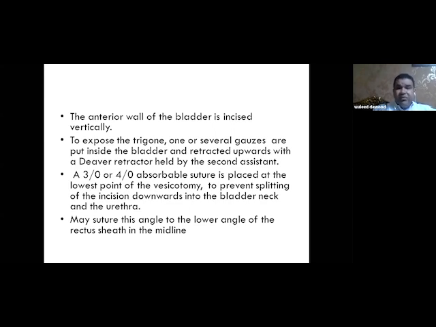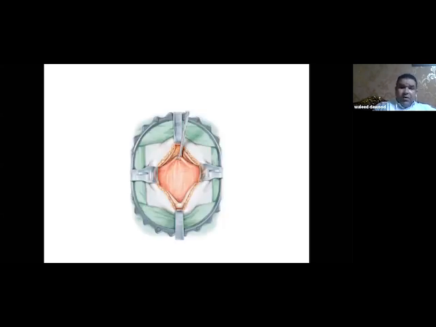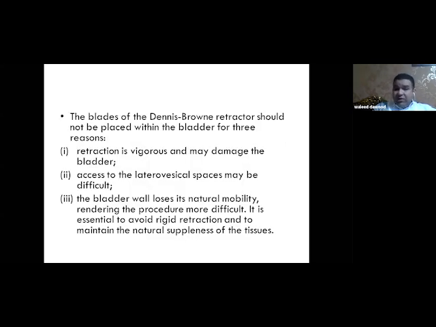angle to prevent disruption of the incision towards the bladder neck and urethra. Sometimes I suture this angle to the lower angle of the rectus sheath in the midline. We should avoid the Denis Browne retractor because it is vigorous and may cause damage to the bladder. Access to the lateral vesical space is difficult and the bladder will lose its mobility and stability.